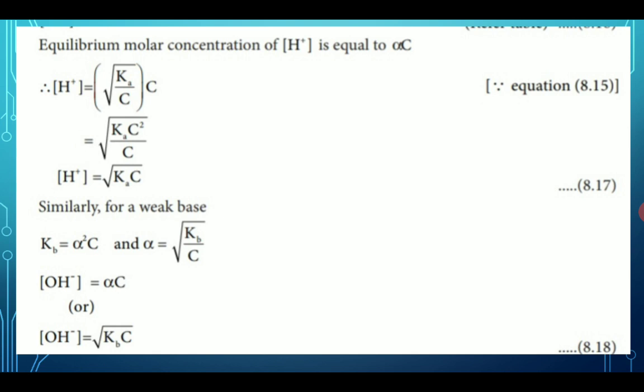Similarly for a base, hydroxyl ion concentration is equal to square root of KbC. These two equations may come for some sums also: hydrogen ion concentration and hydroxyl ion concentration, square root of Ka into C, square root of Kb into C. These two equations, 8.17 and 8.18, are both very important equations of the dilution law.